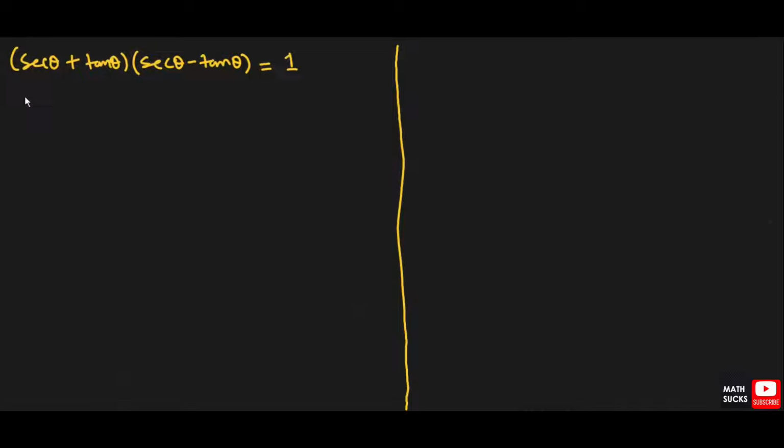First, we need to recall what sec is. Sec of theta is the same as 1 over cosine of angle theta, and tan of theta is the same as sine of theta over cosine of theta. Also, I'll ask you to remember the difference of two squares: if you have a squared minus b squared, this is the same as a minus b into a plus b. So this is what we have.